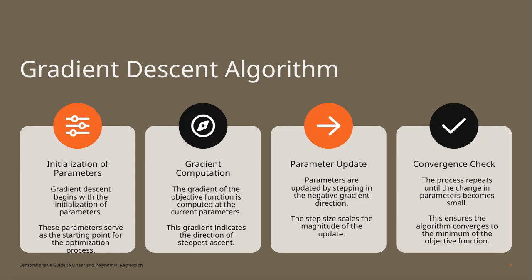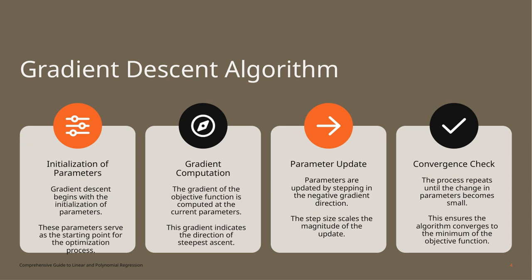Let's talk about the initialization of parameters. When we start gradient descent, we need to set initial values for our parameters. Think of these as the starting point for our optimization journey. These initial parameters are crucial because they influence how quickly and effectively we find the best solution.